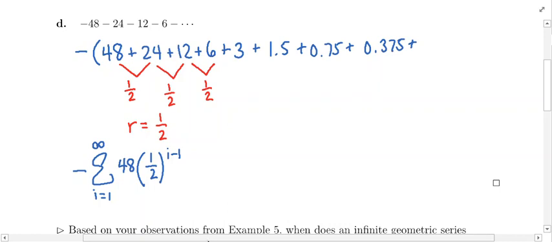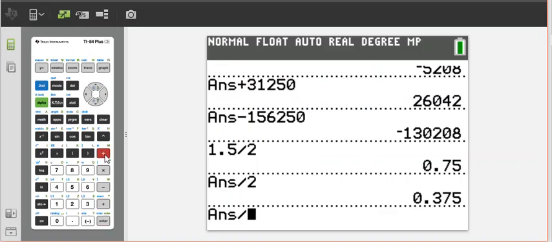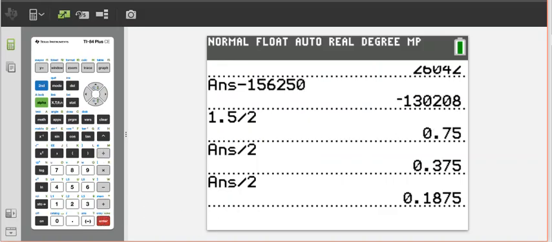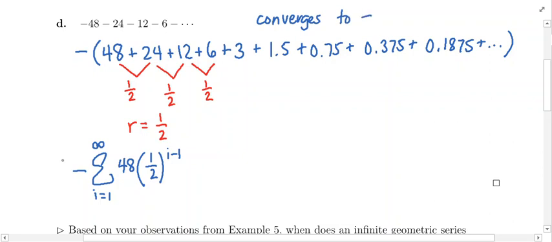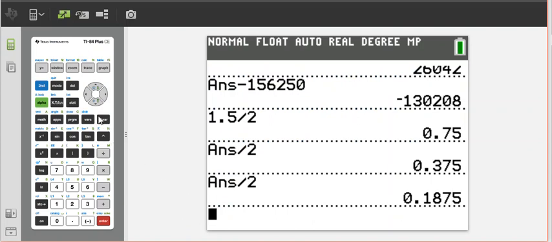If we keep doing this, going further and further out in our infinite series, eventually, since the numbers are getting smaller and smaller, their contributions will be negligible. So my guess here is that this series is going to converge. But to what? It's going to converge to some negative number because we've got the negative sign out front. Let's just start adding these numbers and see what we think.